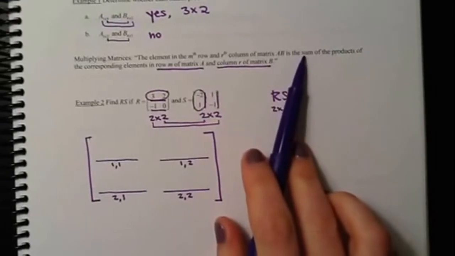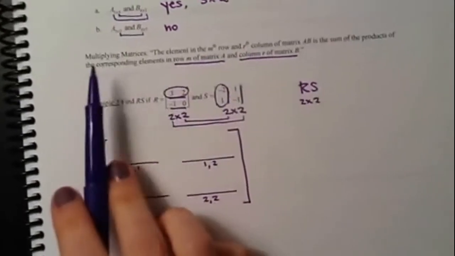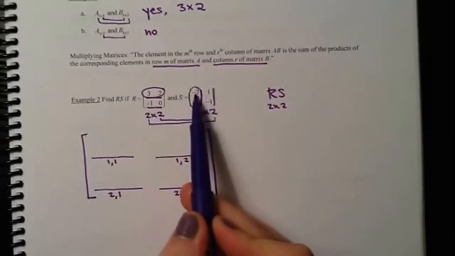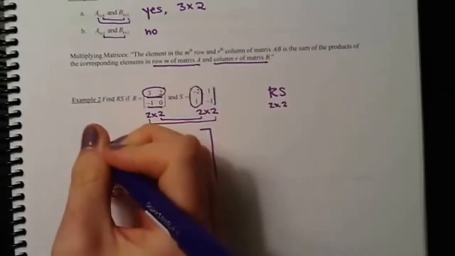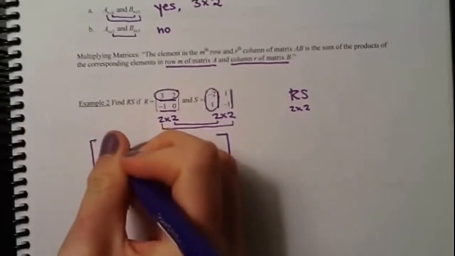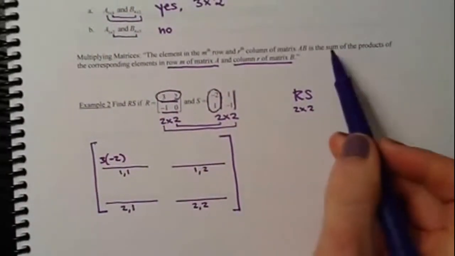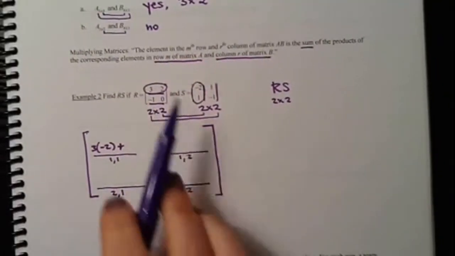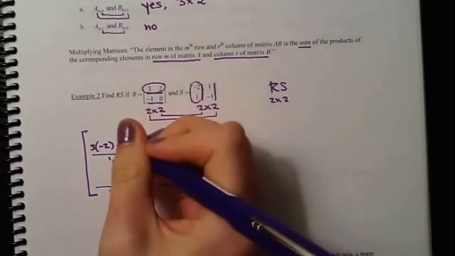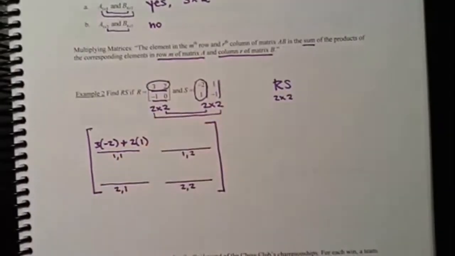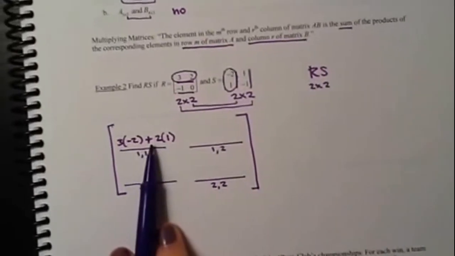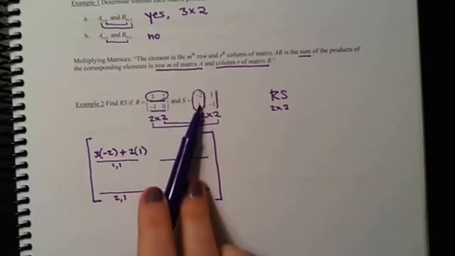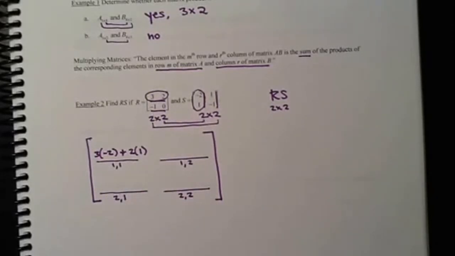So let's read this one more time. The sum of the products of corresponding elements. So here's how this works. The first element here and the first element here, I multiply them together. So I multiply 3 times -2. And then it's the sum. So then I add to that the product of the next corresponding elements, 2 times 1. Okay, so that's the sum of the products of the corresponding elements in row 1 and column 1 for this specific one. And we'll simplify that up in a second.